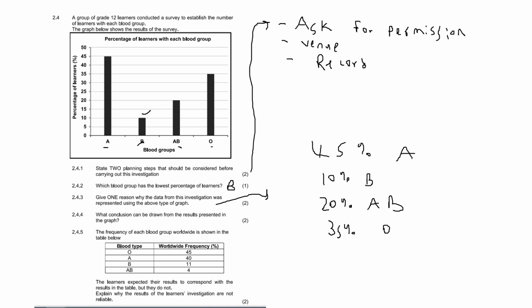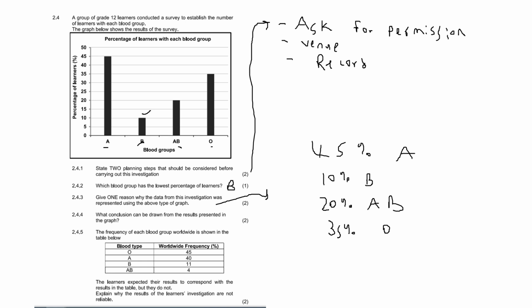So you can conclude that the majority of people in the study had blood group A. That should be our conclusion. We've given evidence, and then we conclude that from the given graph, the majority of people had blood group A, or that fewer people have blood group B. But mostly I think it's safe to say that the majority have blood group A.